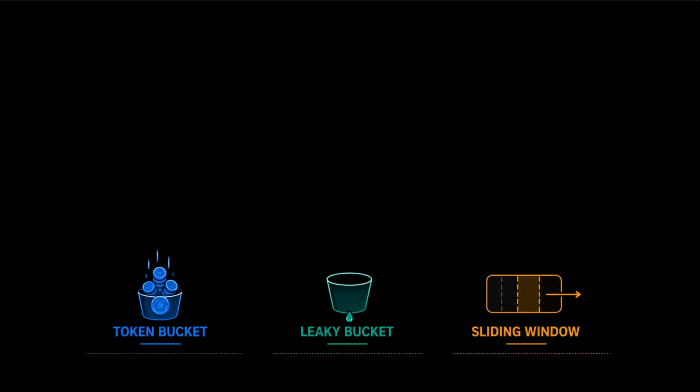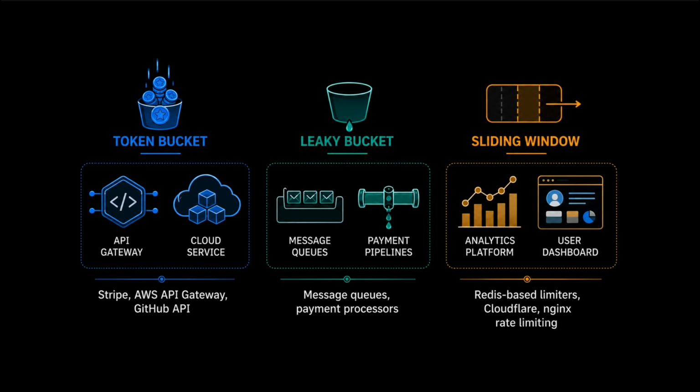Now let's talk about where you actually see these in the wild because it makes them stick. Stripe uses token bucket for their API. It's documented in their API reference. They give you burst allowance. GitHub's API does the same thing. The reason is that developers make requests in batches. You're not steadily querying every second. You hit GitHub when you open your terminal and run a command.